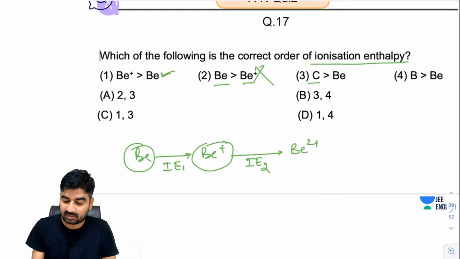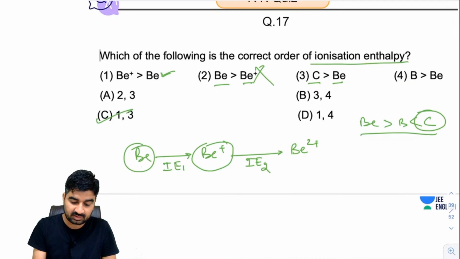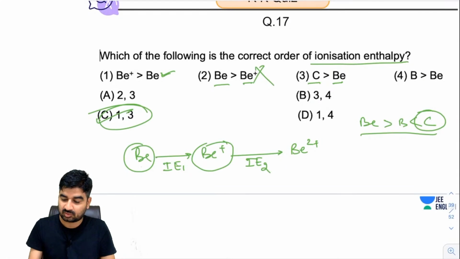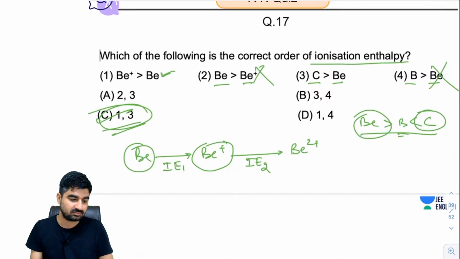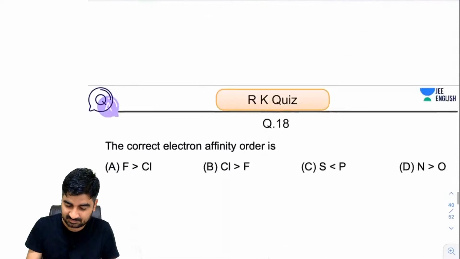Now Be and carbon will be more. So 1 and 3. You can also check B and B. You know B is greater than B, so it cannot be. So 1 and 3 means C option. Yes. Manish and Pawan, you are right. So let's move to the next question.